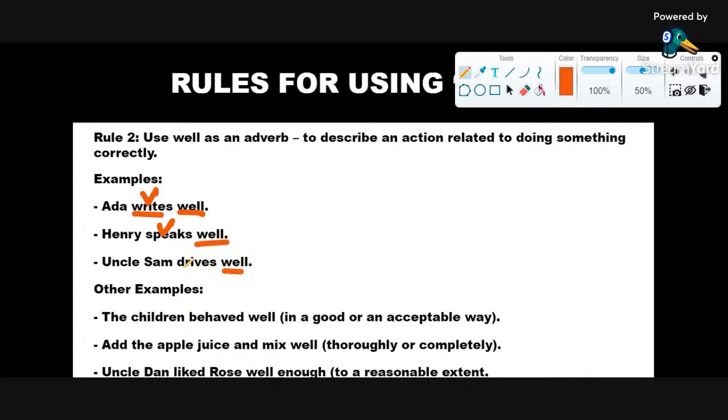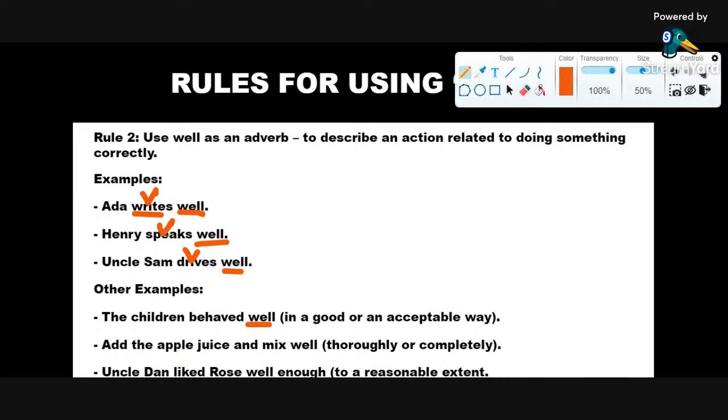Okay? And so the word drive is also an action verb. Then other examples. The children behaved well. You can see that behaved is also an action verb. And well here simply means in a good or an acceptable way. The children behaved in a good or an acceptable way. Or you can say the children behaved acceptably. Okay?